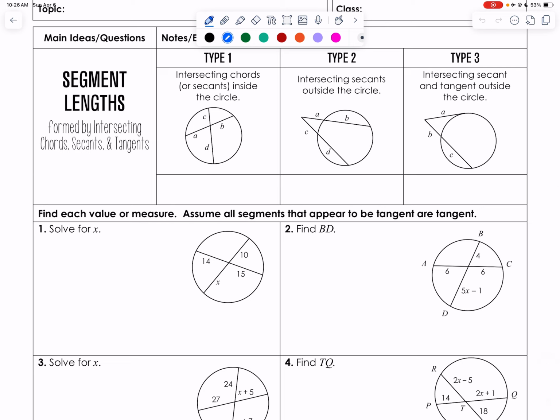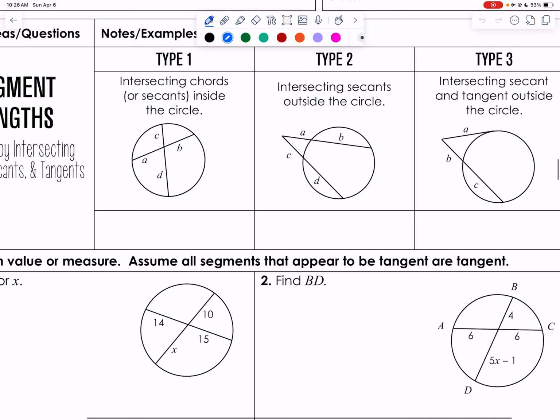The first one, I call it the crossroad because it kind of looks like a crossing sign, where if we have two intersecting chords or secants inside of the circle, like this one right here, what we are going to do here is just multiply the lengths together. So in this case, we're going to have A times B. That's going to be equal to C times D. So A times B equals C times D.